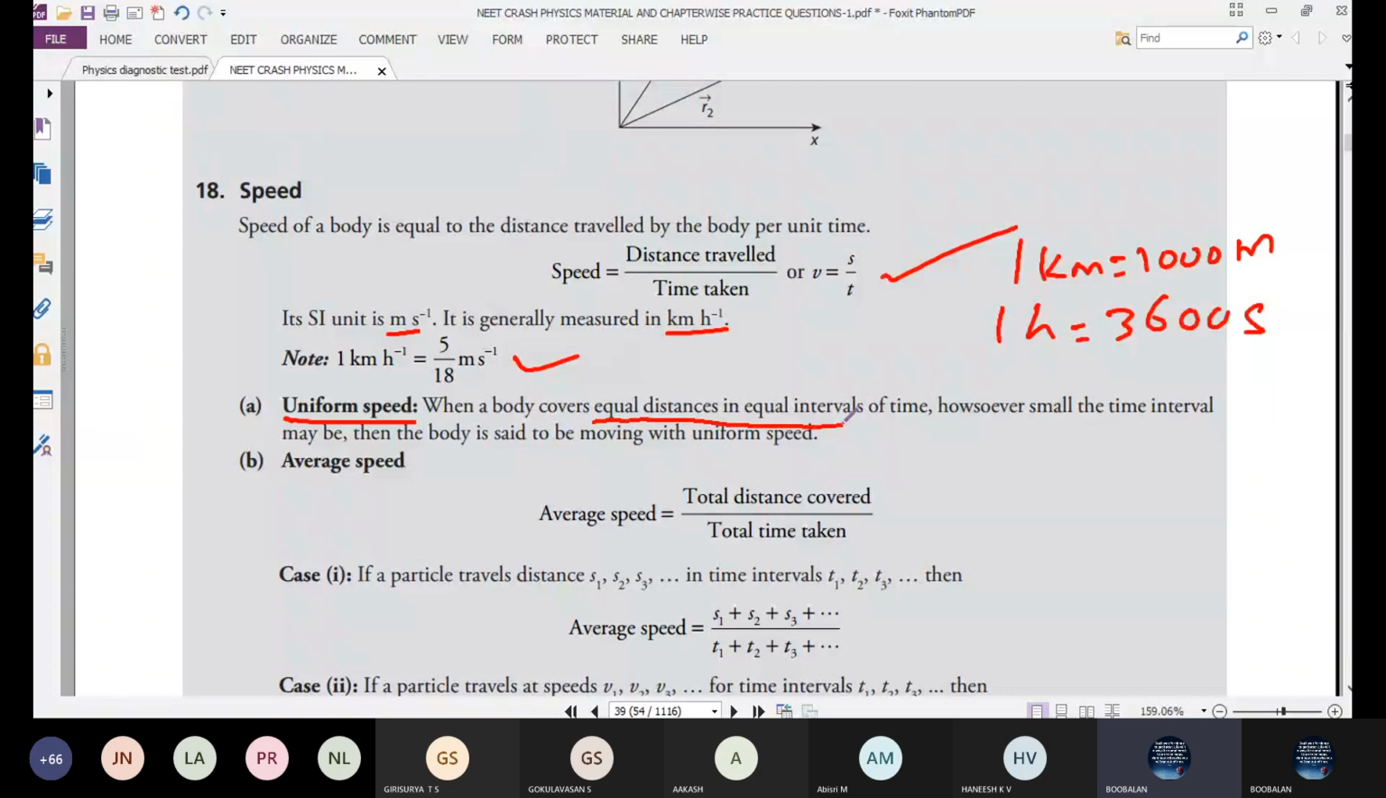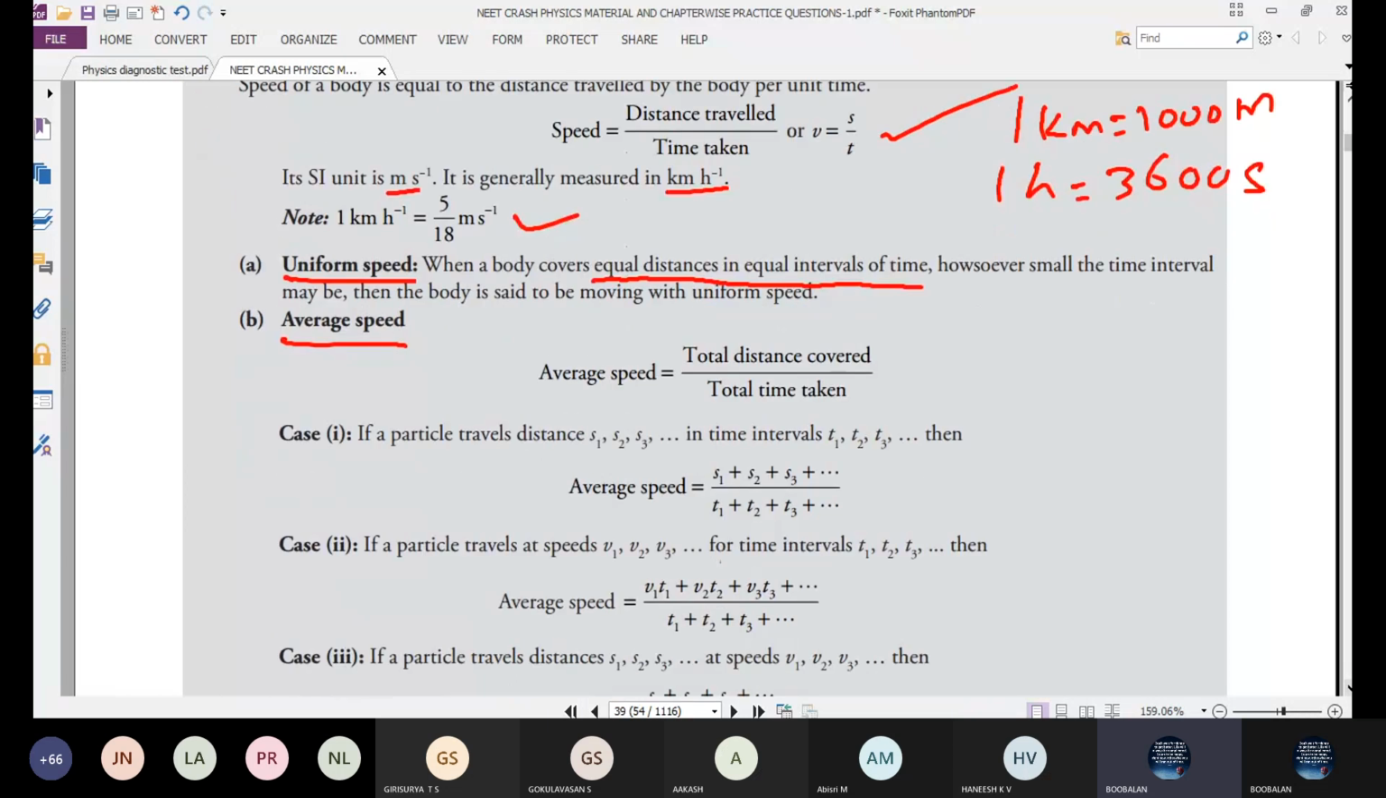Next one, average speed. Average speed is total distance covered by total time taken. Now some special cases are there. Kindly zoom in on that particular area alone. Now I know the distance values S1, S2, S3 and time values T1, T2, T3. So finding the average speed, that is S1 plus S2 plus S3 divided by T1 plus T2 plus T3. This is formula number 1.